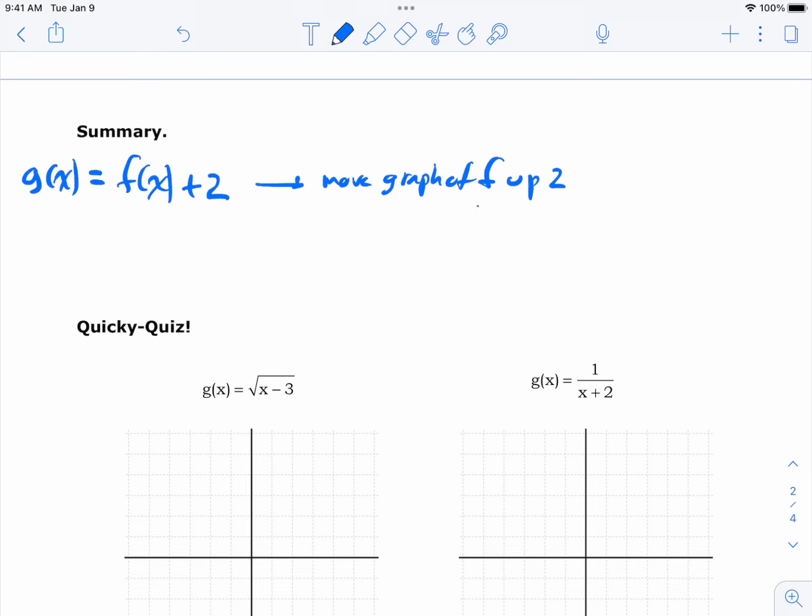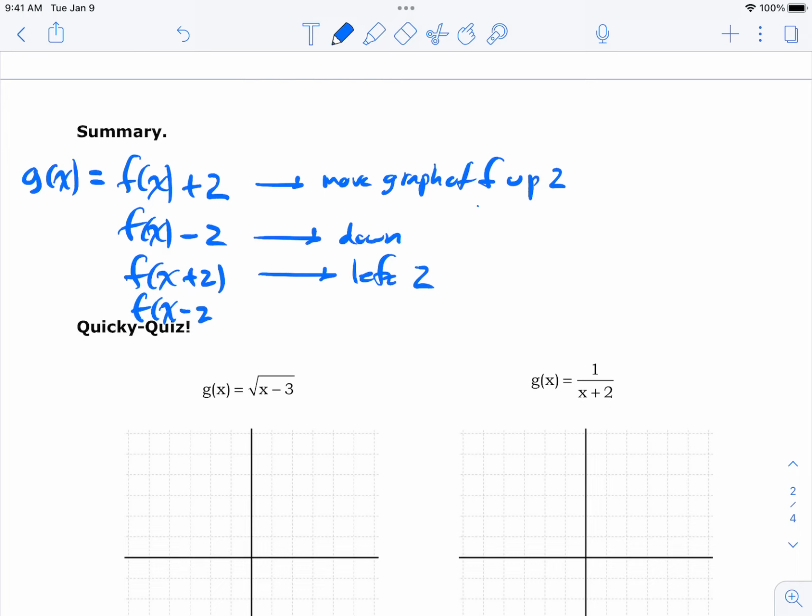Okay, so that's kind of what's going on with this stuff. And you could write here too, if it was f of x minus 2 instead, well, you would go down. And we had 2 others. If you did this, remember, plus is going to make you think it's going to the right, but in this case it really does go to the left. Left by 2. And if you did this, you would go to the right by 2.